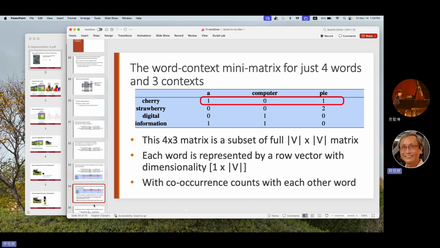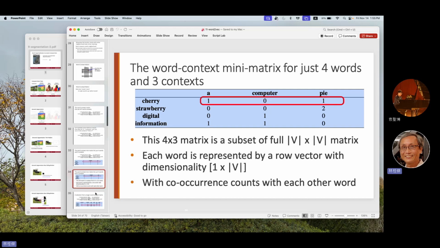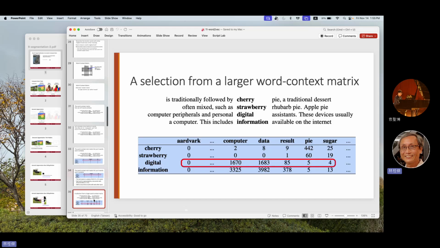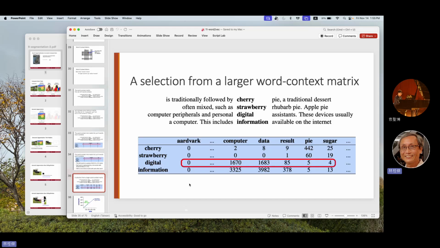For digital and for information, because they have this common occurrence of the computer, they are probably both related in the sense of digital technology, which is about information, which is about computers. But for cherry and strawberry, even though we may not know their meaning, they both appear close to pie, so they probably describe some kind of fruit or some kind of something. So this is called counting to see how many words, and how they relate to each other, how they have been used together with other things.